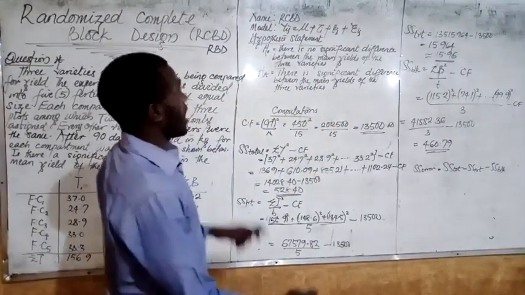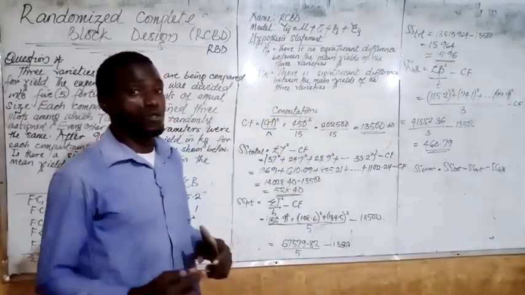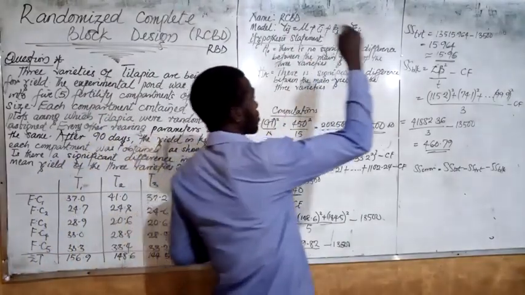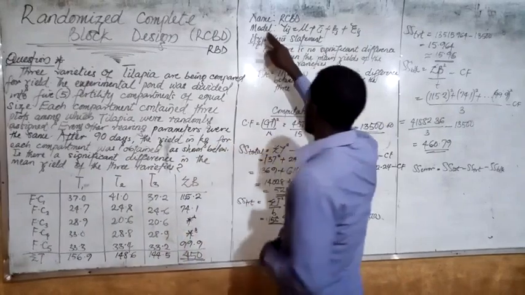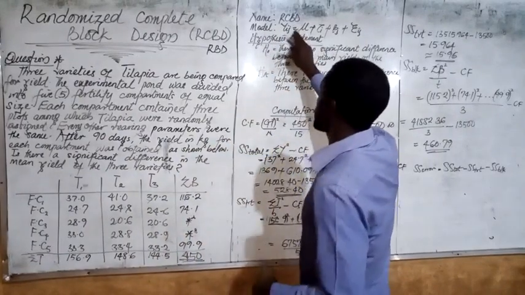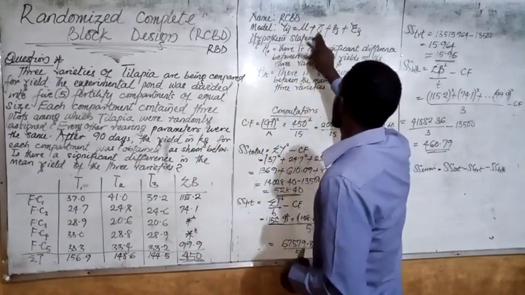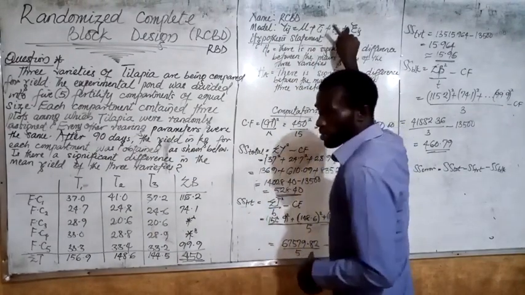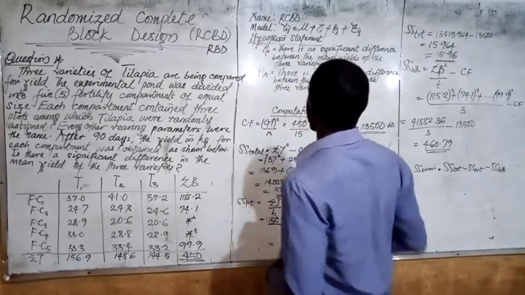RCBD is the name of the design, and make sure to write it in full. Don't write RCBD. It's okay to write it completely: Randomized Complete Block Design. Now the model is Yij = mu + tau + beta j + epsilon ij. Now the next thing is the hypothesis statements.